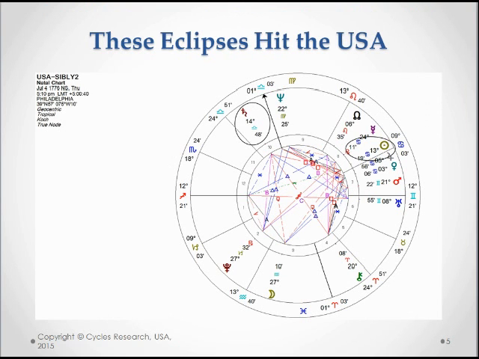Now, these eclipses hit the USA, and there we see the Saturn at 14 Libra. I'm sure you're familiar with this. No matter what time of the day you use, the Sun-Saturn square is still there.